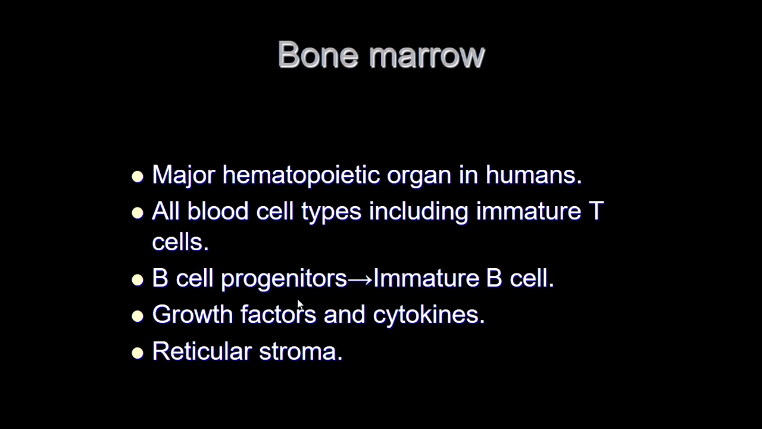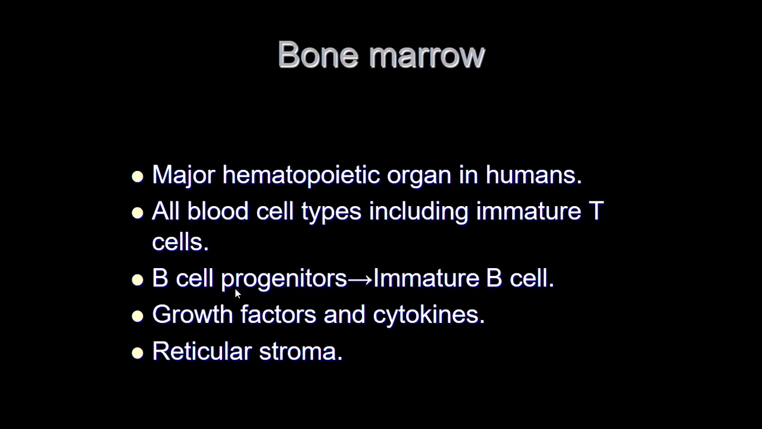The original cells that originate in the bone marrow, we call them the B cell progenitors, and then they will develop into immature B cells, and then into mature B cells, and then plasma cells and antibodies will develop.